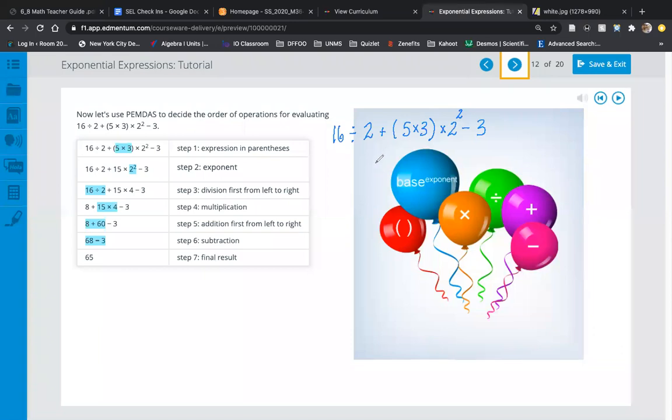So what we're going to do first is we're going to do our parentheses. So I see one set of parentheses here, right? What I'm changing, I'm going to do in red. So I have 16 divided by 2, whatever I'm not changing, I'm going to keep writing there, plus 5 times 3 is 15, multiplied by 2 squared minus 3, all right? Sorry, let me switch over so it's easier to see.